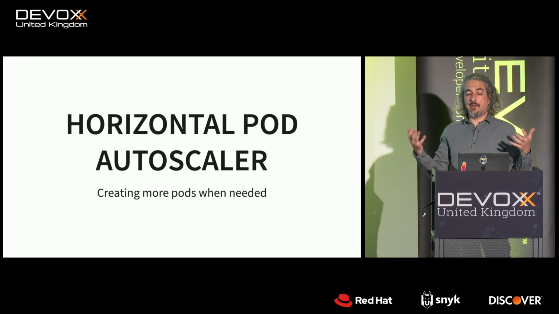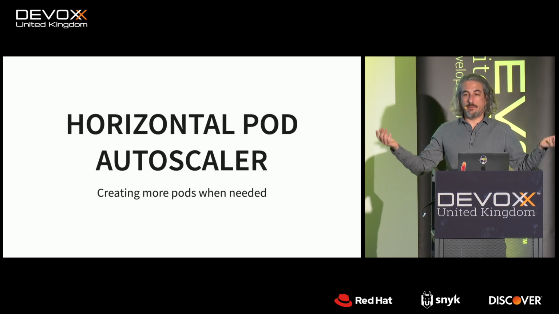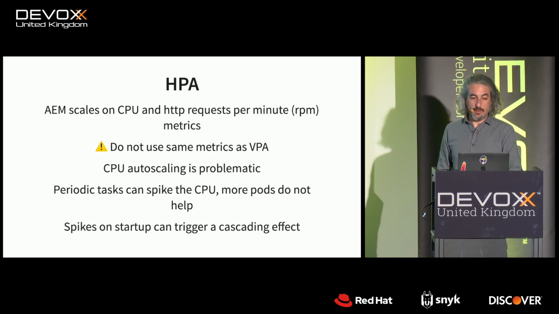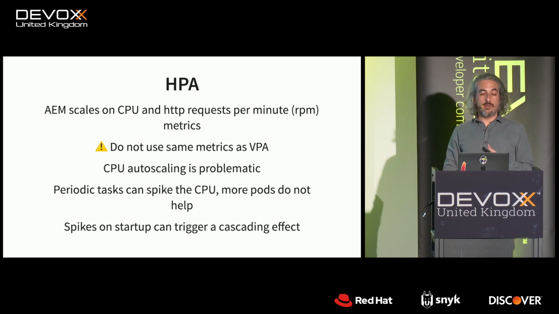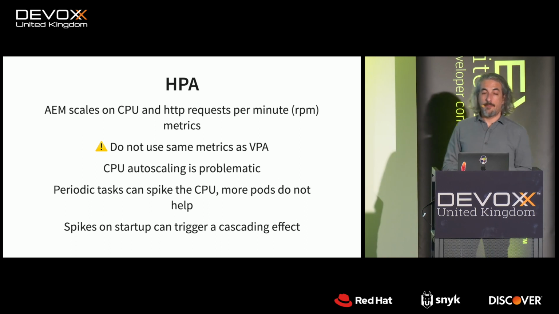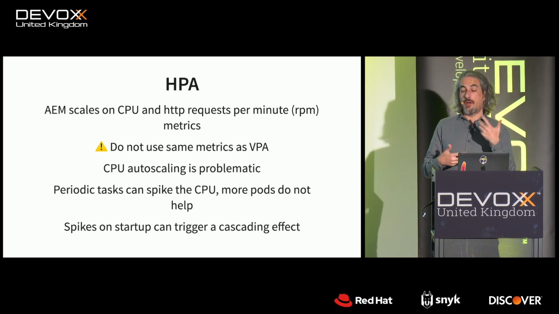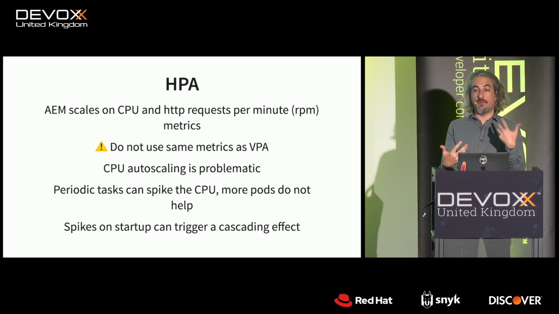The other one is the horizontal pod autoscaler. It is basically creating more replicas when you need to respond to more load. We do it on CPU and HTTP requests per minute. Obviously, you shouldn't be using the same metrics for horizontal and vertical because they're going to conflict. You're going to create bigger pods and more pods at the same time, and the effects are not going to be desirable.